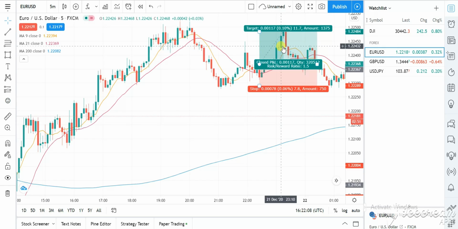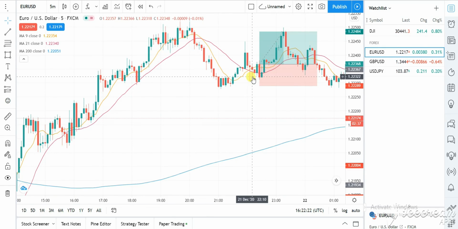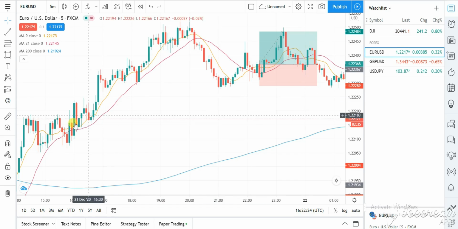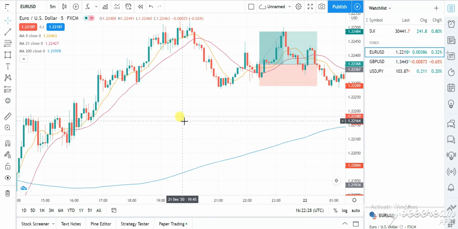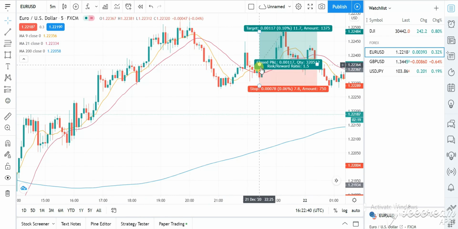So guys, I do not use the EMA line in my trading strategy. This video is just me showing you how I will use the MA line, which is a simple moving average line, in my trading strategy. If I'm going to use it, this is how I'm going to use it. This is a strategy I just came up with using the SMA and price action.